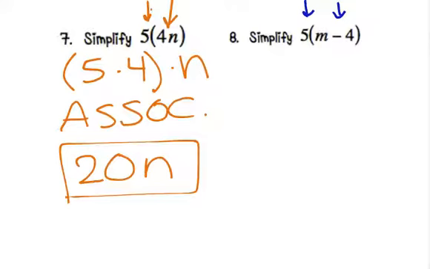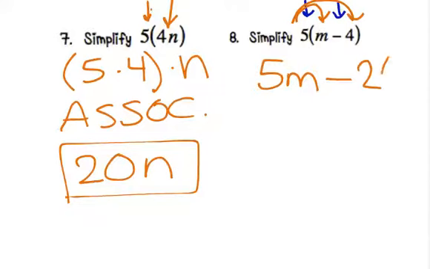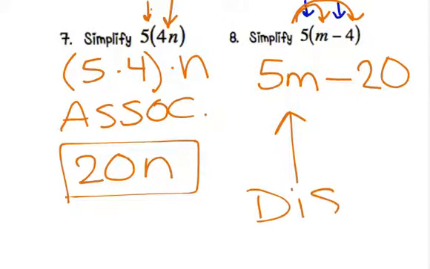So we're going to use our distributive property. We're going to do 5 times m, which is 5m. You just put the number and the variable together, minus, and then do 5 times 4. 5 times 4 is 20. And that one's good to go. Notice the variable's in front, so you're good to go. You do just need to write this is the distributive property.